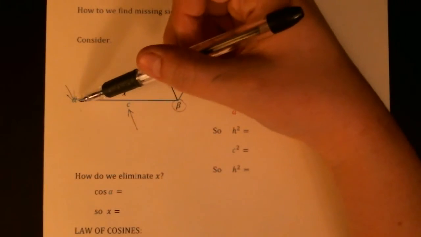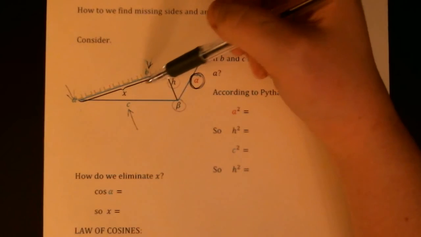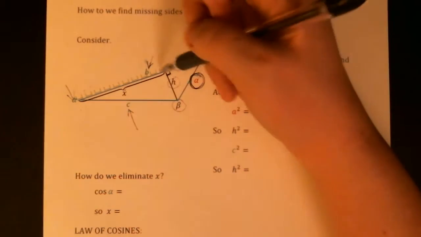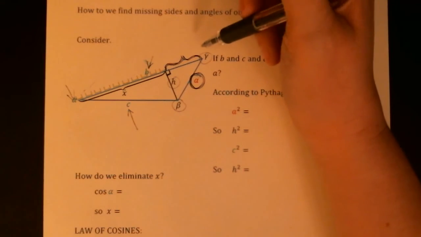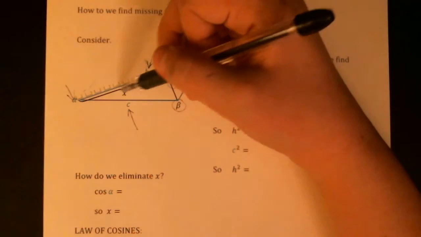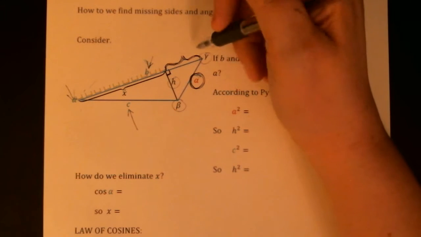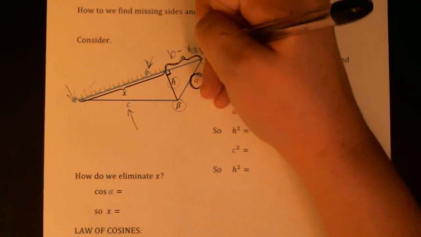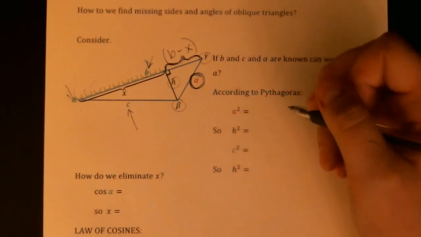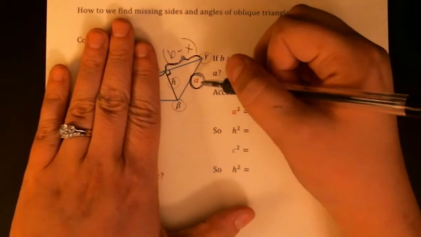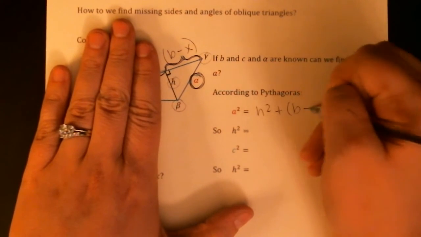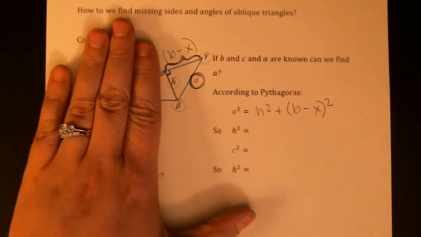What you do is you choose either side, it doesn't matter, and you label it x, so either the base of the left or right hand right triangles. If I make the left-hand triangle have a base of x, then this one will have a base of b minus x, since we know the whole length of the top is b. Which means the Pythagorean theorem tells us that a squared is equal to h squared plus (b minus x) squared.